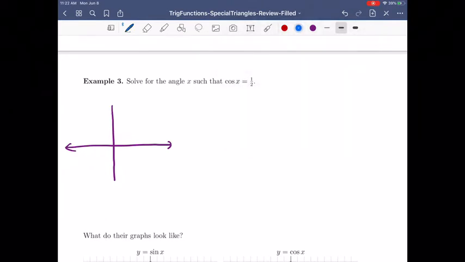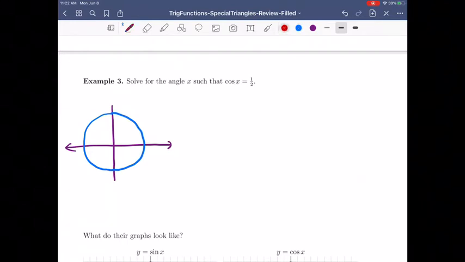Okay, so here's my unit circle. It's not very good. Okay, so this point up here is at 1. So cosine is the x value on our unit circle. So this point is 1, 0. So halfway, I'm talking about there's 2 points here that are going to have x value equal to 1/2. Okay, so I want to know what those angles are.